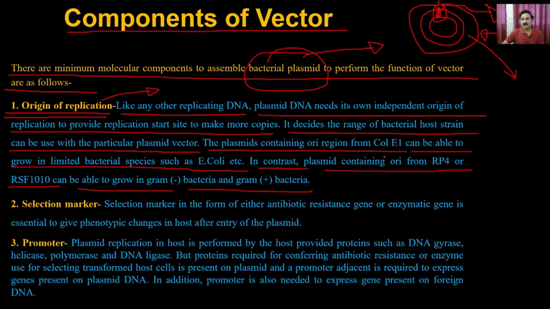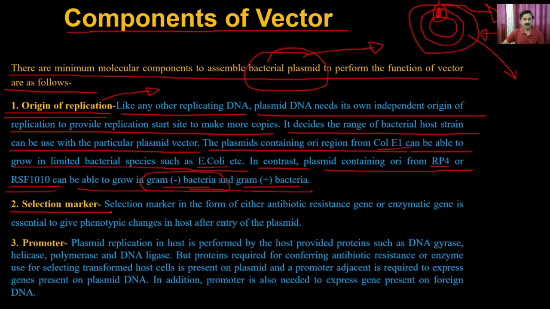So depending on the type of origin of replication you have in the plasmid, it is going to restrict the replication of that particular vector into certain bacterial species. For example, if you have ColE1, it is only going to replicate in E. coli, whereas if you have the origin of replication from RP4 or RSF1010, it will be more relaxed, so it is going to grow in most bacteria, whether gram positive or gram negative.